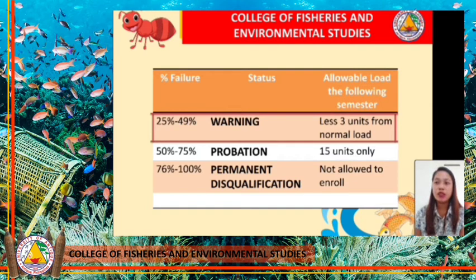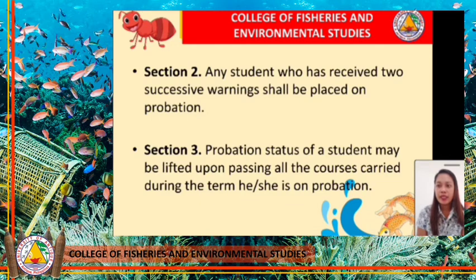Okay, you will be deloaded with 3 units upon your enrollment for the following semester. Now, if you are under probation status, you will only be allowed to enroll 15 units only. Section 2 of the same article stipulated in our university code states that any student who has received 2 successive warnings shall be placed on probation.